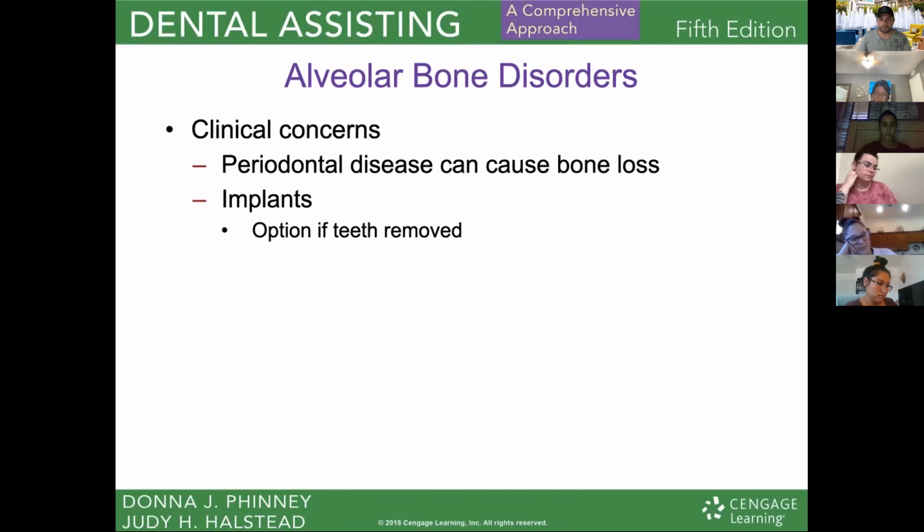So there are some alveolar bone disorders, some clinical concerns like periodontal disease, which can cause bone loss. Implants are an option if teeth are removed. But again, if a patient has active periodontal disease, which is the bacteria that causes the bone loss, and it's not taken care of, sometimes these implants can fail, much the same way that the original tooth failed. So periodontal disease must be taken care of either way, whether it's sooner or later.